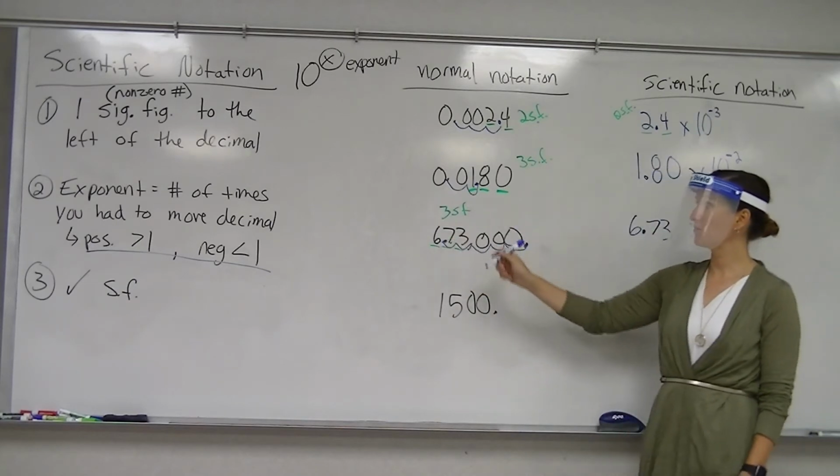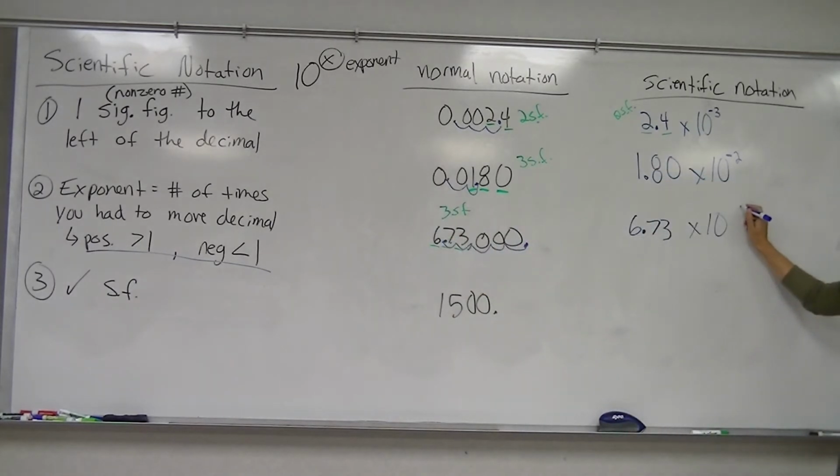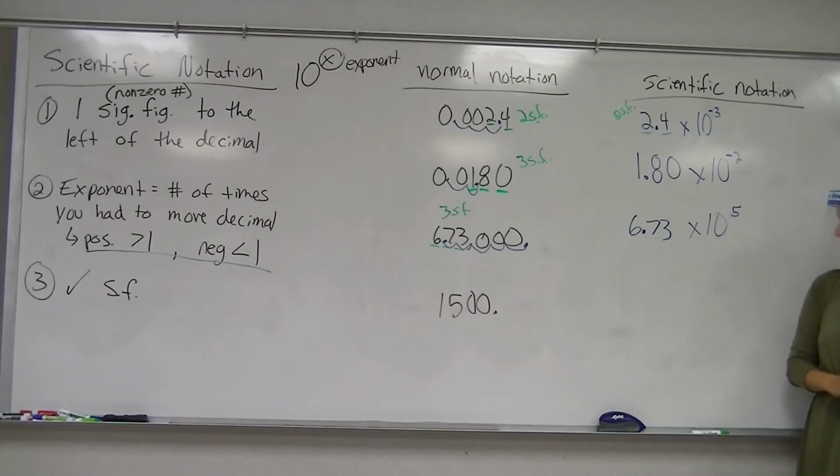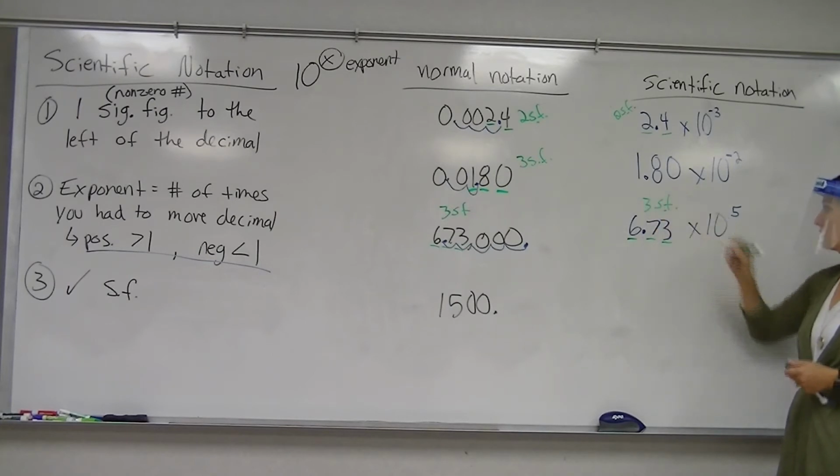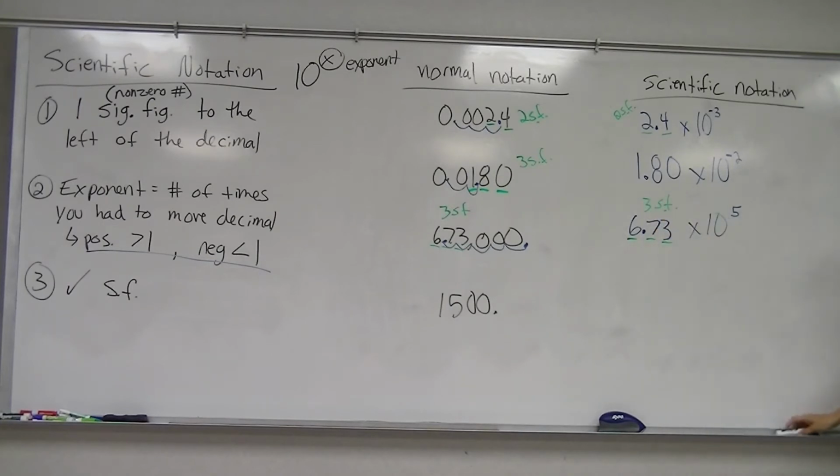And remember this time I moved to the left. So I moved 5 times to the left. So it's going to be a positive exponent. The number was greater than 1, positive exponent. I also kept my sig figs. I still just have the 3. Questions so far?